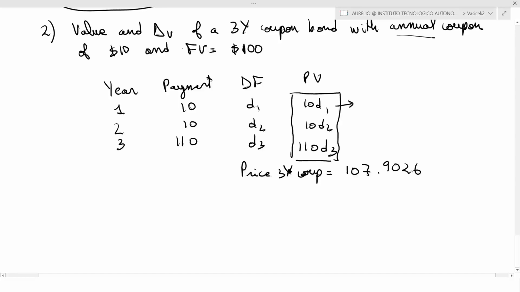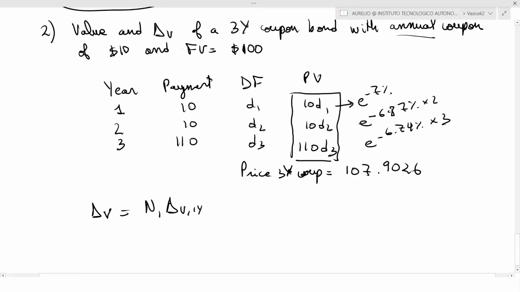This is by adding these 3 values here. For example, D1 is going to be equal to e to the minus 7%, and this one is going to be equal to e to the minus 6.87% times 2, and the third one e to the minus 6.74% times 3. As for the delta Vasicek, it's going to be equal to the number of units of the 1-year bond times the delta Vasicek of the 1-year bond plus the number of units of the 2-year zero coupon bond times the delta Vasicek of the 2-year zero coupon bond.